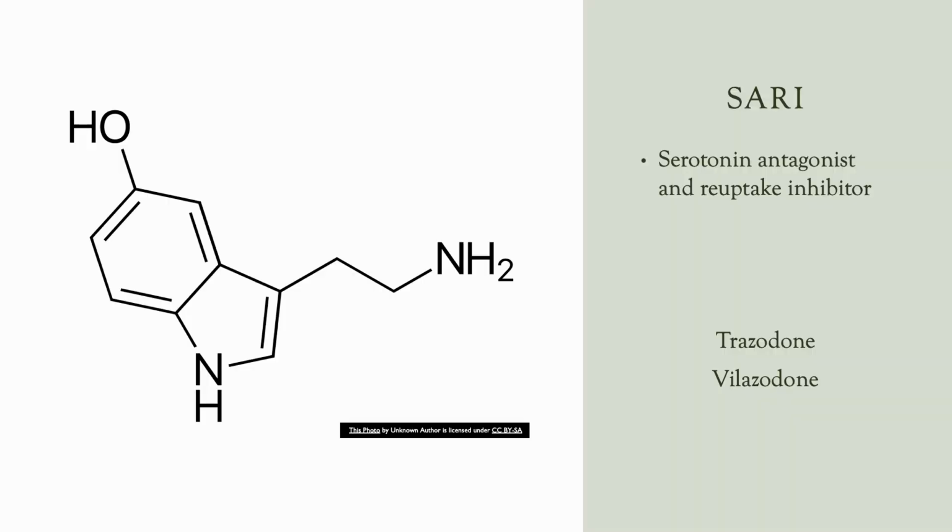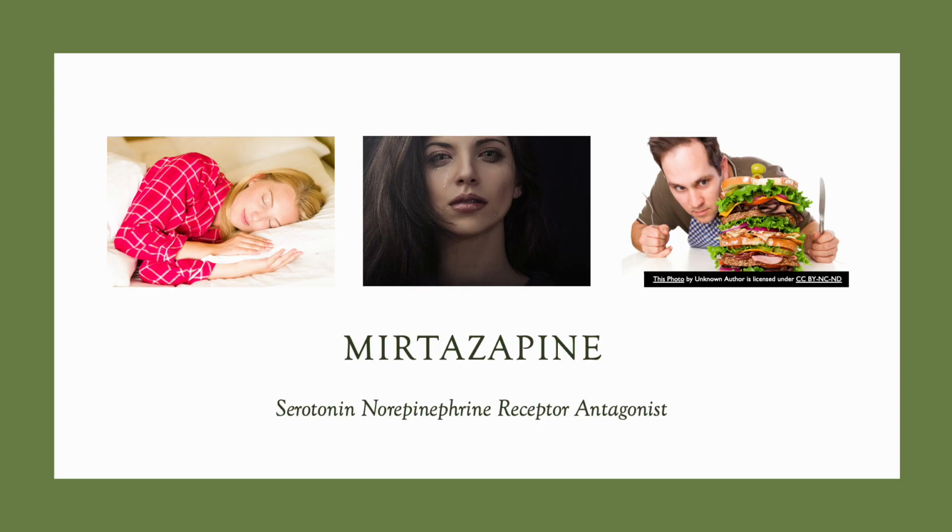The 2 SARIs listed, or serotonin antagonist and reuptake inhibitors, so that's SARIs, are trazodone, which is Desyrel, and nefazodone, which is Serzone. So trazodone, Desyrel, and nefazodone, which is Serzone. Those are both serotonin antagonist and reuptake inhibitors, SARIs.